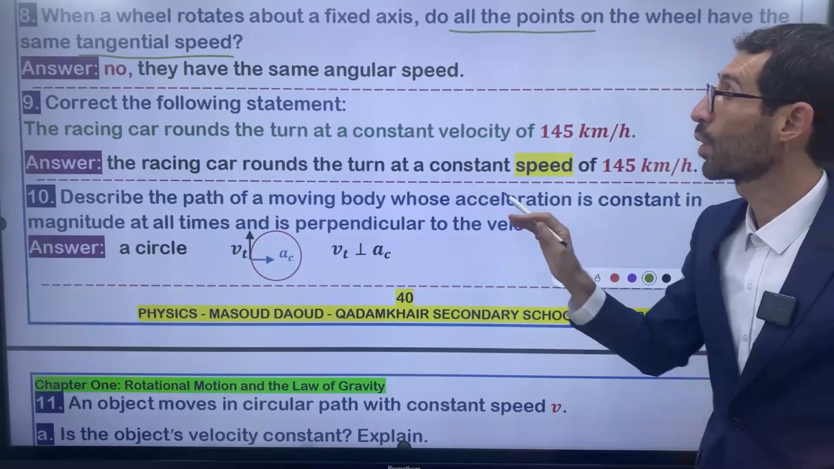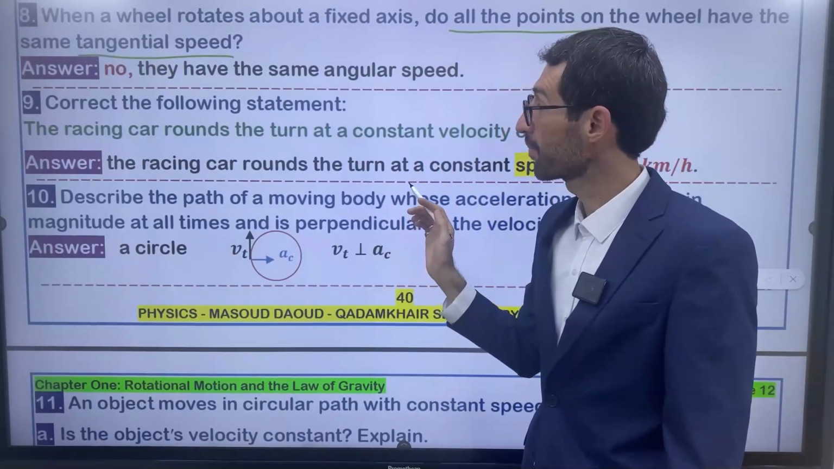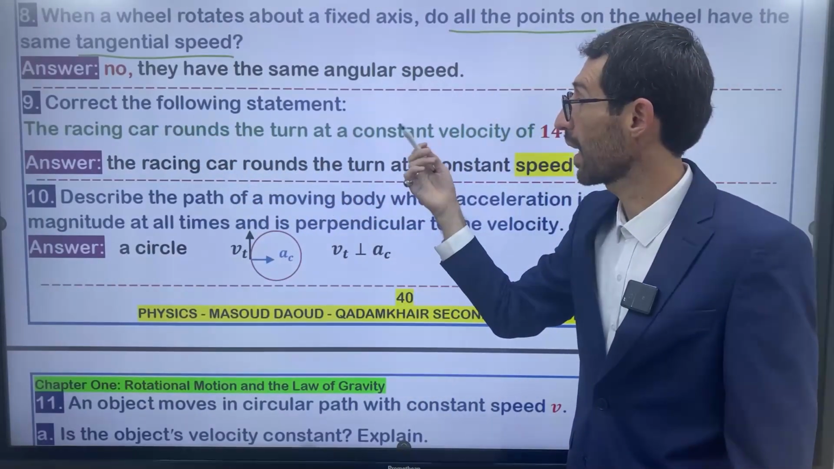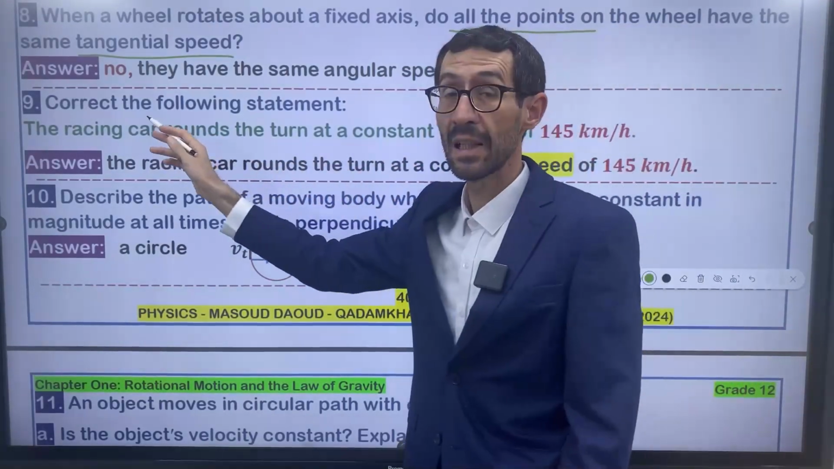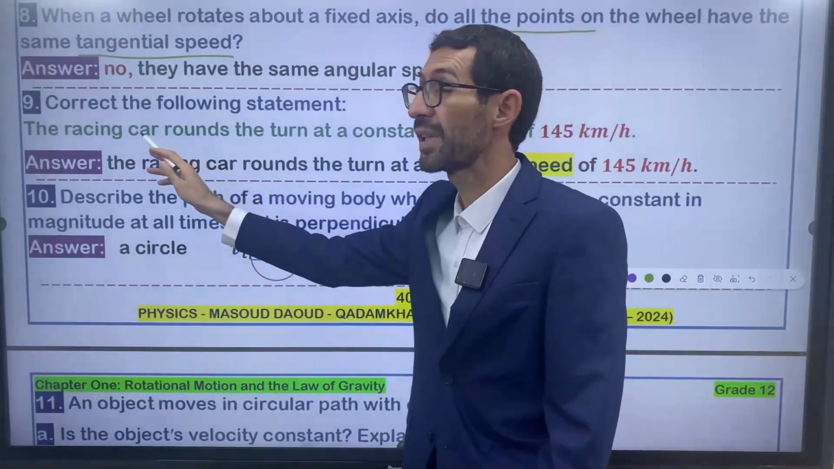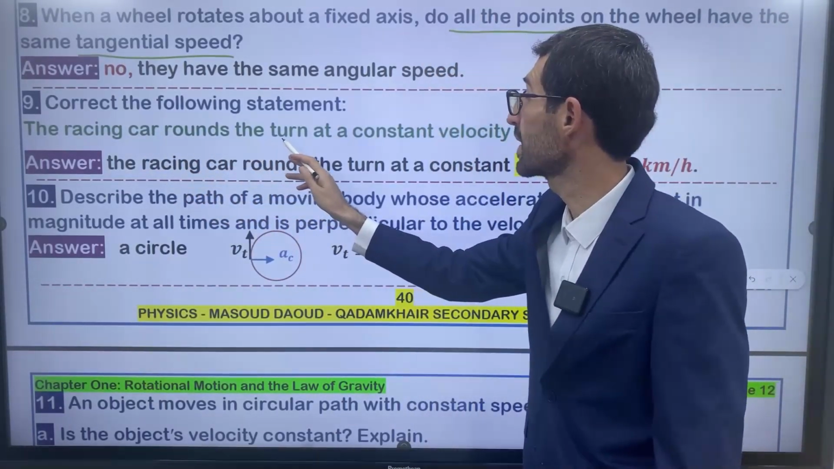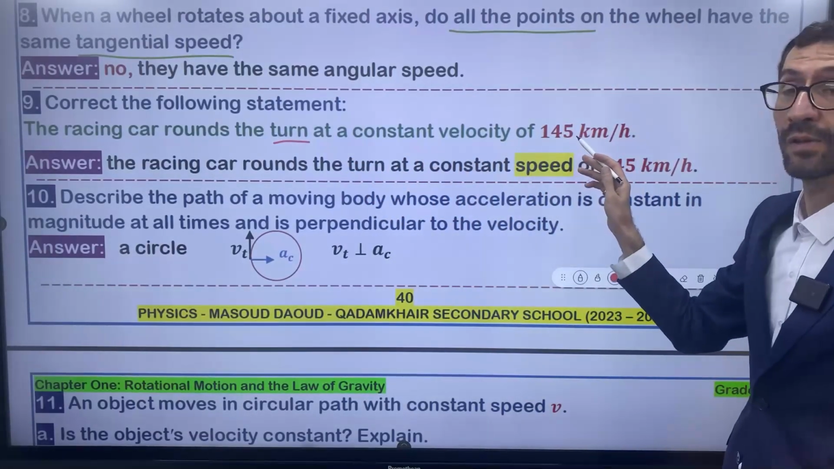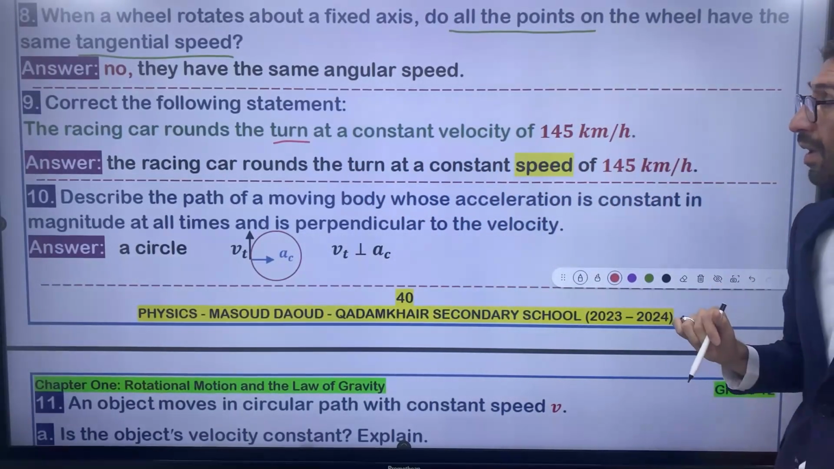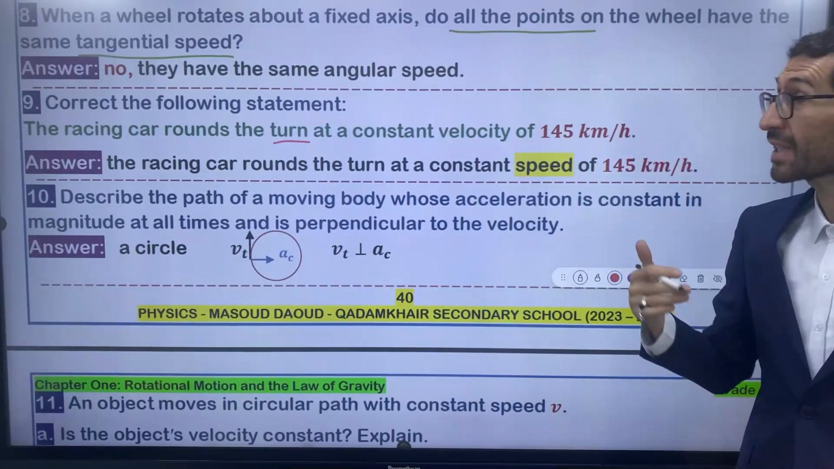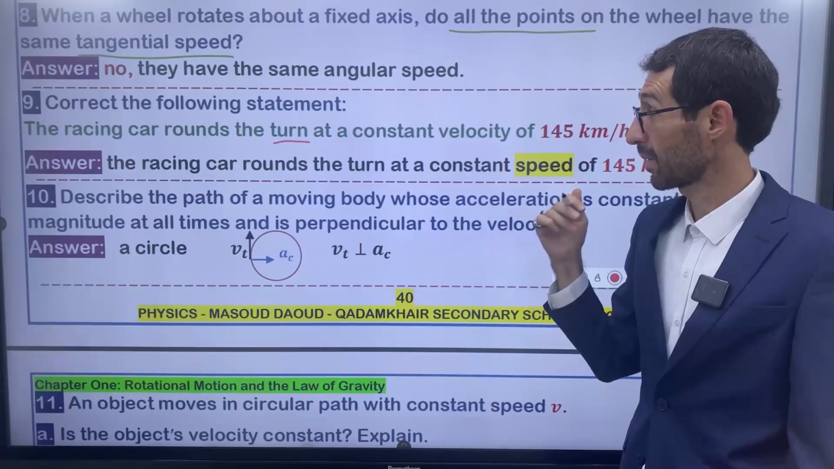Number 9, correct the following statement. We have a statement here. Let me read it for you. It says the racing car rounds the turn at a constant velocity of 145 kilometers per hour. So what's wrong with this sentence? What's the problem of this sentence, right?